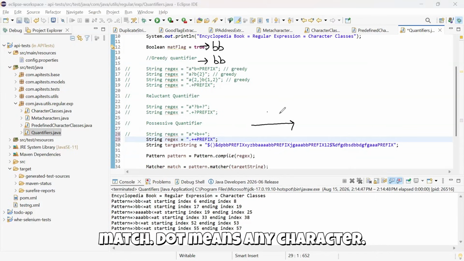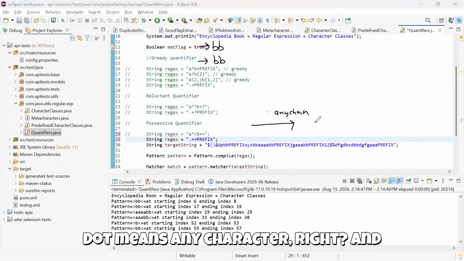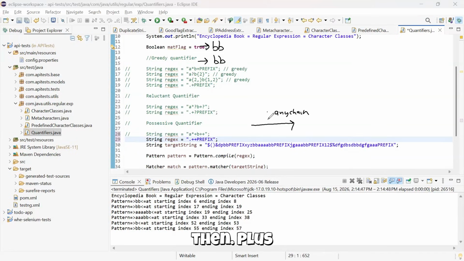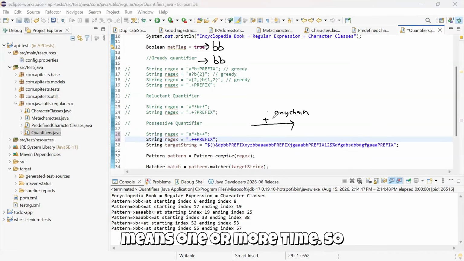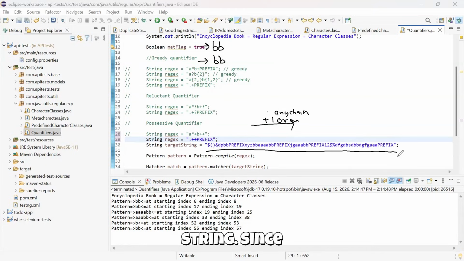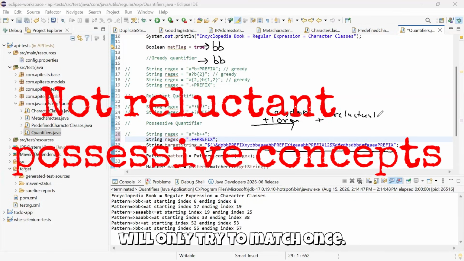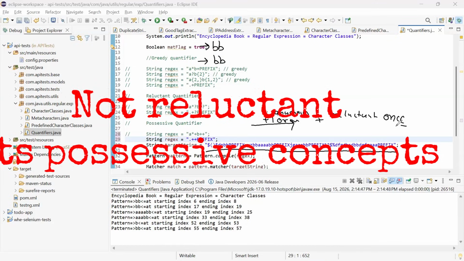Dot means any character, right? And then plus means one or more times. So this plus, one or more times, will match the entire string. And then again we have a plus here. Plus makes it reluctant. Reluctant means it will only try to match once.